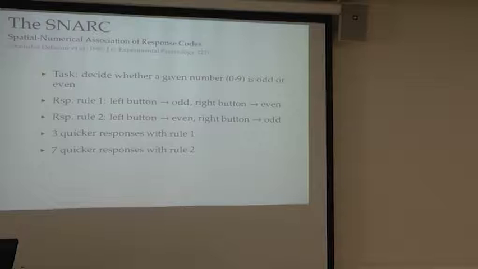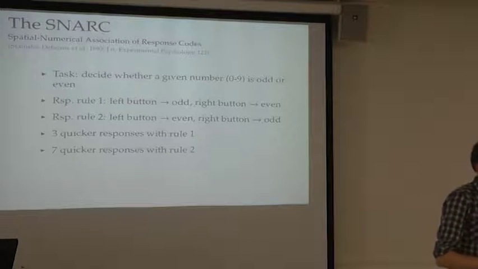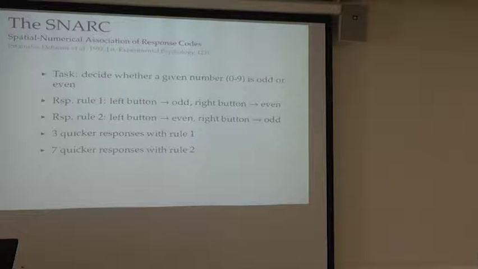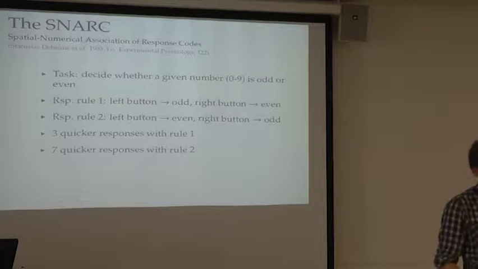You have a computer screen in front of you, and in the middle of the computer screen, you're going to see a number between 1 and 9. Or 0. No, 0 and 9. Doesn't really matter. And you know that the number will be between 0 and 9. Okay. You've got two buttons. And all you have to do is decide whether the number is odd or even. Yeah? If it's odd, you press left. If it's even, you press right. Yeah? There's another group which has the same task, but with the buttons switched, right? So odd is then right, and even is left.